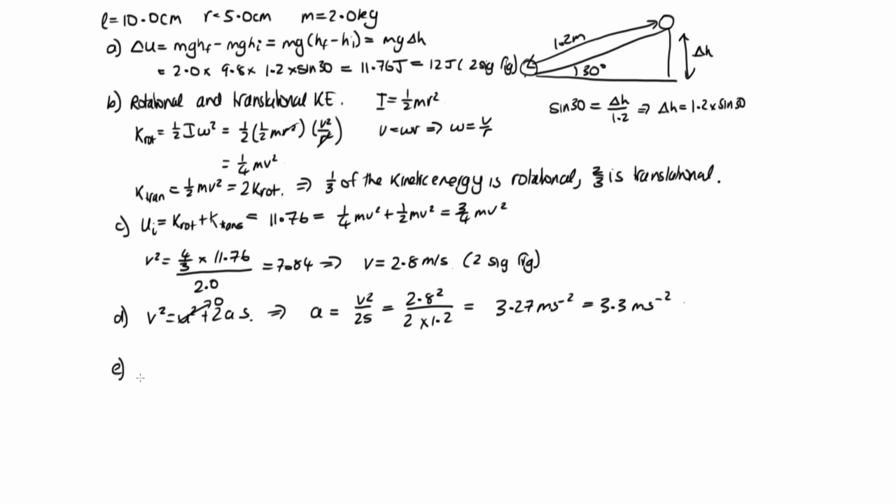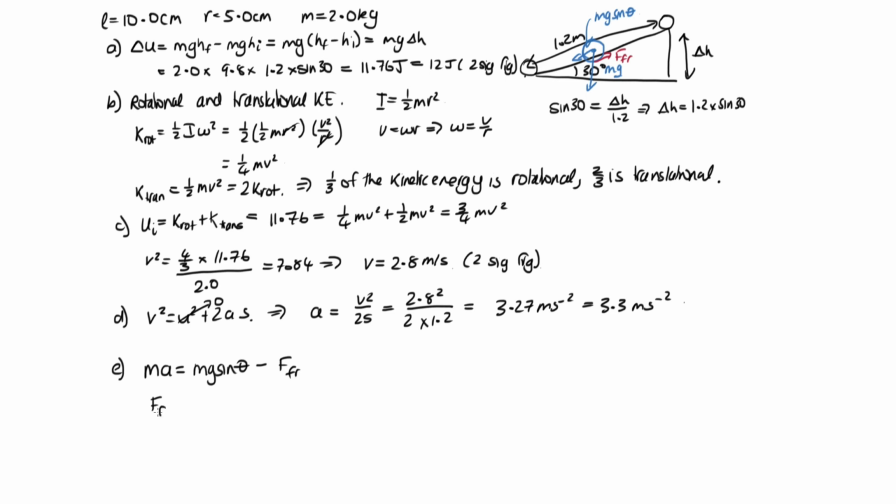Now, part E then asks, what is the size of the frictional force acting on the cylinder? Okay, so let's imagine the cylinder at this point. Now, the forces acting on it, we've got the weight force pulling it down. So that has got a component down the slope. This is mg sine theta. We also have the frictional force, which is pushing it up the slope. So with Newton's second law, we can write, well, ma is equal to the sum of the forces acting on it. So we've got mg sine theta down the slope minus the frictional force up the slope.